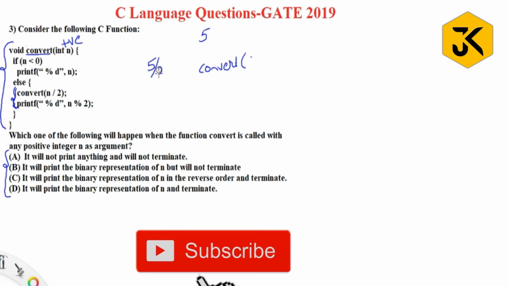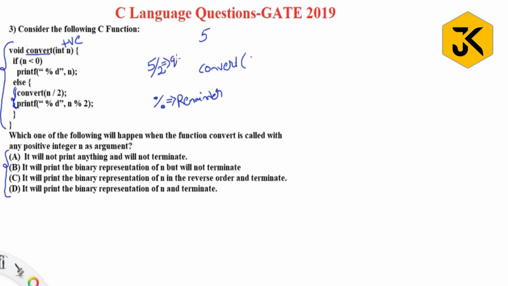Here you need to understand two points. One is the division operator, another one is the modulus operator. Modulus operator always results in the remainder value. Division operator results in the quotient value. If you remember, it will be easy. Convert of what will happen? 5 by 2 means you will get 2.